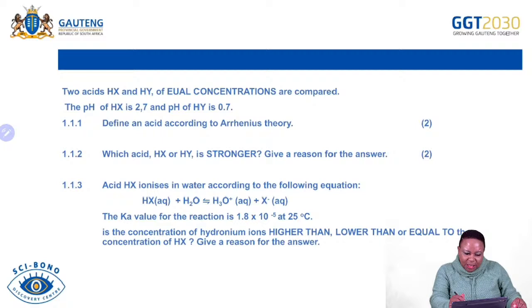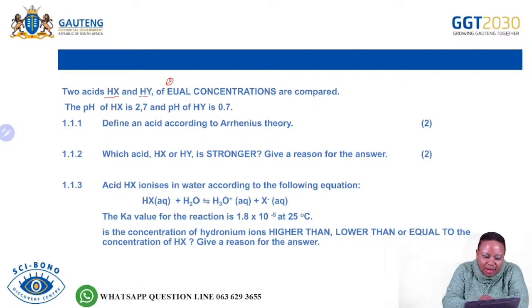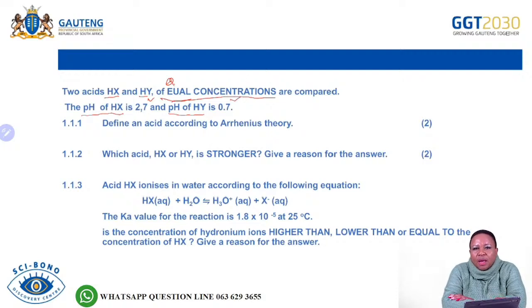Let's look at this other question. Now here you are provided with 2 acids, acid HX and acid HY, which are of equal concentration, I think the Q is missing here, and they are compared. Now you are provided with the pH of acid HX and the pH of acid HY. The pH of HX is 2,7 and the pH of acid HY is 0,7. Now one of the requirements is that we are required to compare the strength of the strong acids and the weak acids in terms of their pH.